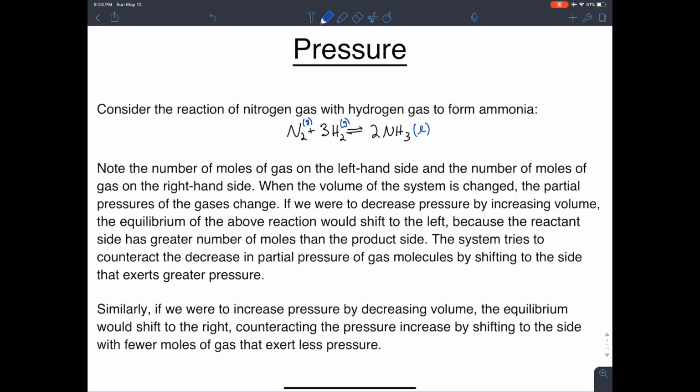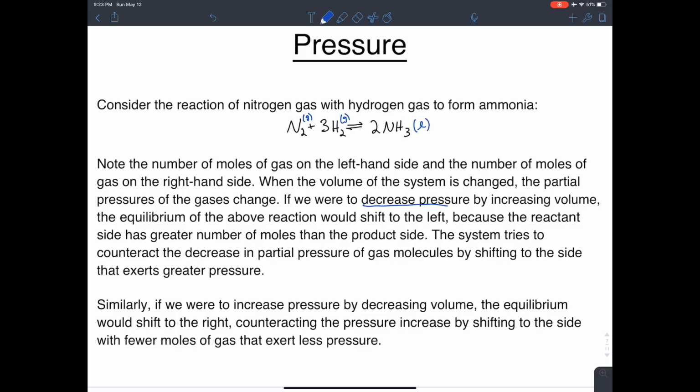So if we decrease pressure by increasing volume, what's going to happen? The equilibrium is going to shift to the left. If there's more room inside of this container and there's less pressure, think about a big syringe like you did for the marshmallows, and you're pulling out on the syringe and increasing the volume. There's more room for the gas to fly around, so it's going to shift towards the gas side of this reaction because the gas has room to move around.